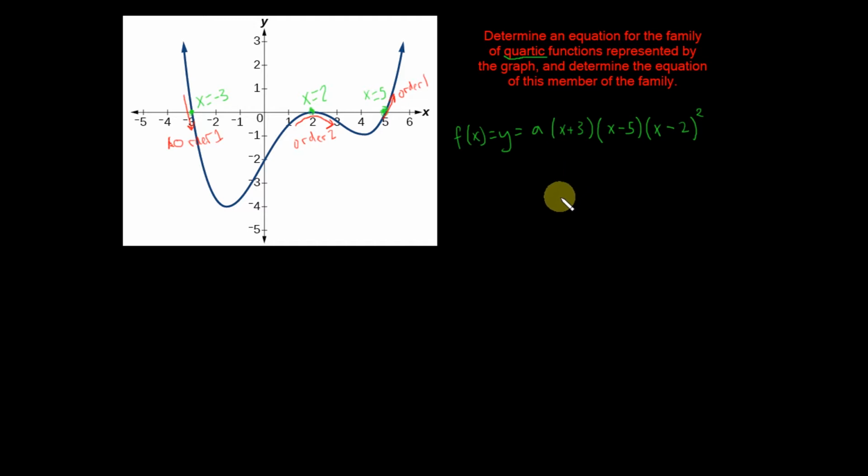So for this particular member, we need to figure out what this value of a would be. In order to do that, it's actually very simple. All we're going to do is pick a point. So let's find a point. This point looks very easy. We've got a y-intercept at -2. So the point is x is 0, and our y value is -2. So again, this is our x, and this is our y.